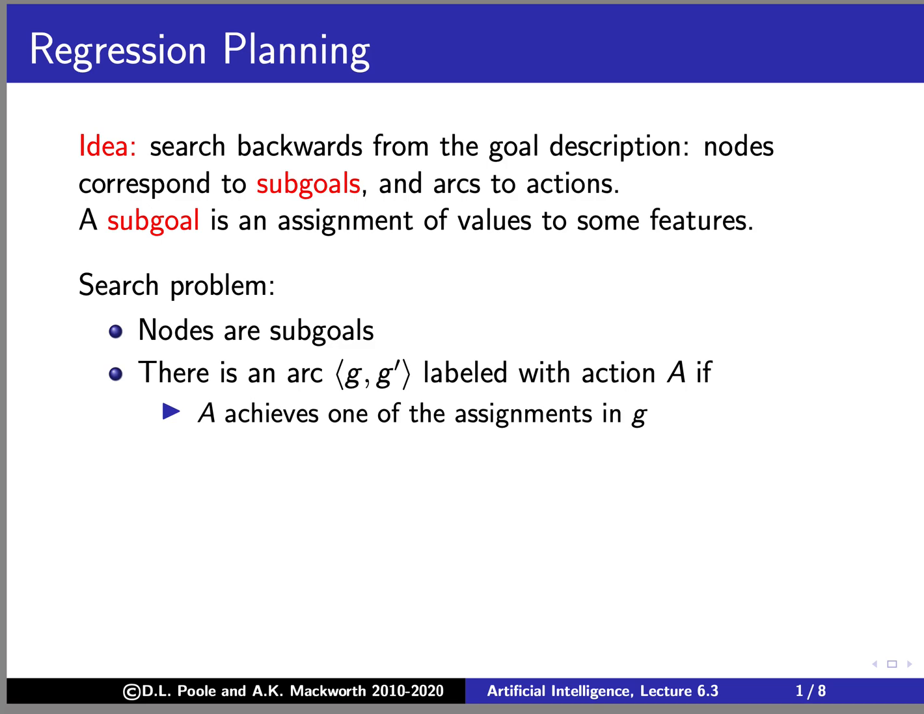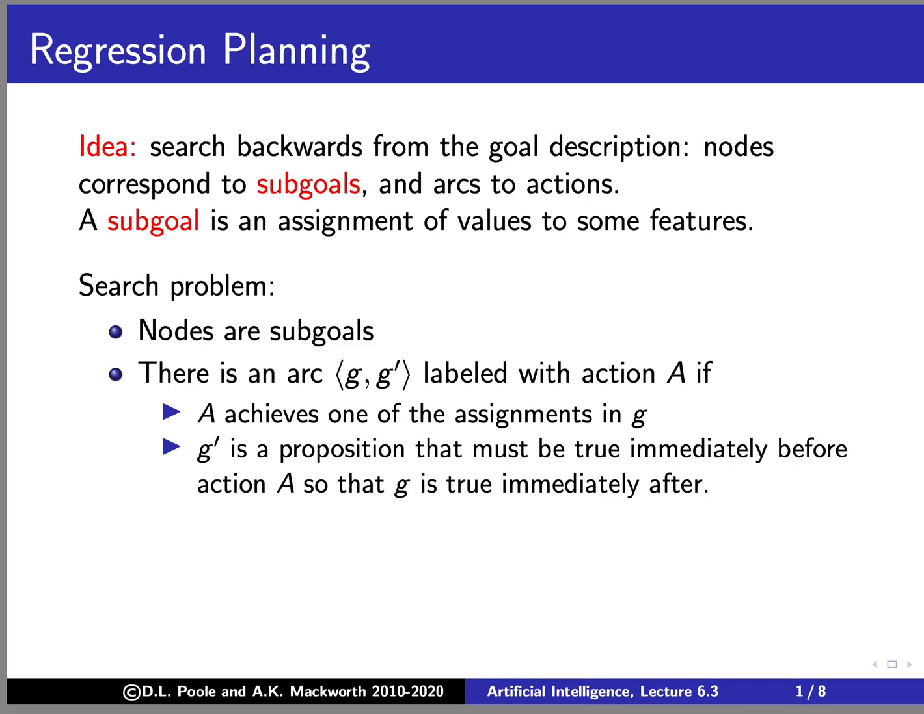So A is going to be the action that occurs immediately before G, and G prime has got to be before it. G prime is a proposition that must be true immediately before action A, so that G is true immediately after. So we can have a node G, and then there's a neighbor G prime if, starting from G prime, carrying out A ends up in G. That's the way to think about that.